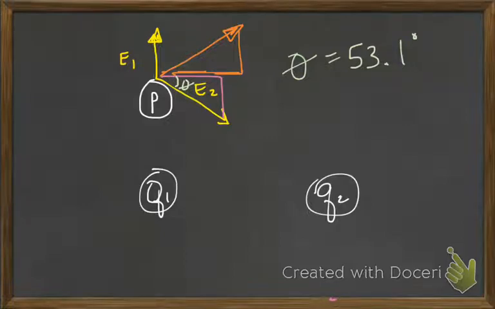So now they've calculated E total for you. A squared plus B squared equals C squared. They've broken it all down, plugged in the numbers, and there's your electric field strength. This is around our test charge point P. What else do we have to include?